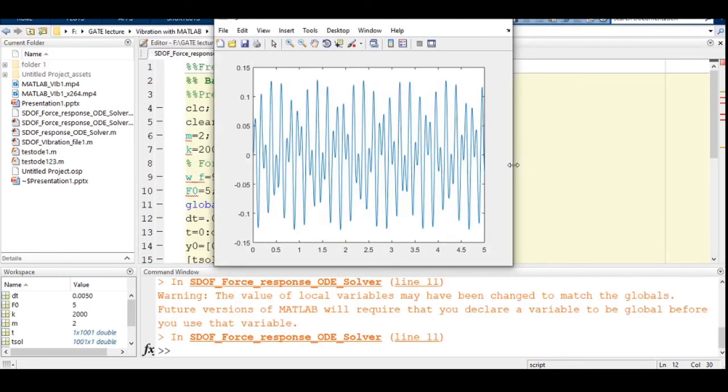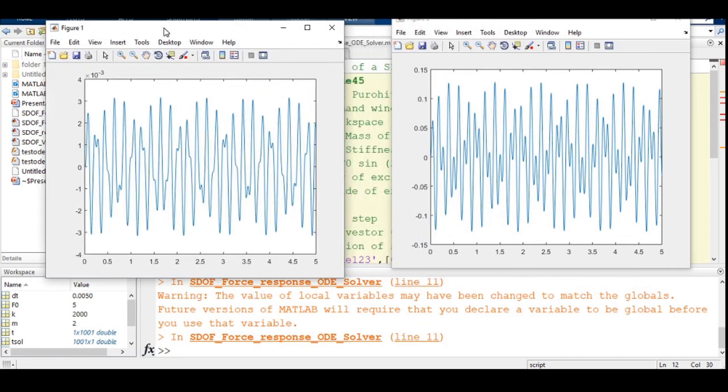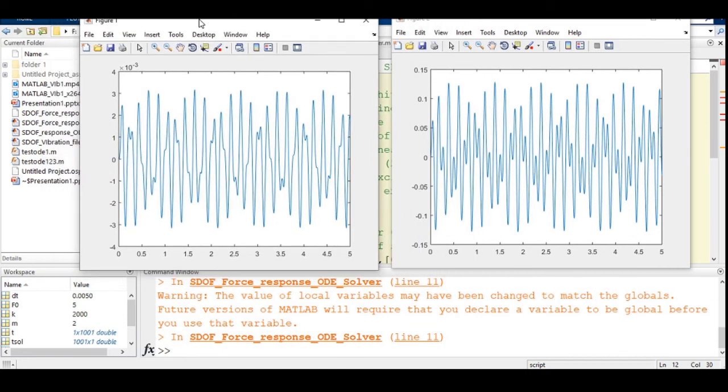So here is your output. We have two output figure files. Figure 2 corresponds to velocity versus time, and figure 1 corresponds to displacement versus time. And you can see here we do not have a single harmonic output, as we have already seen that both the natural frequency as well as the forcing frequency will come together. There will be a superposition.